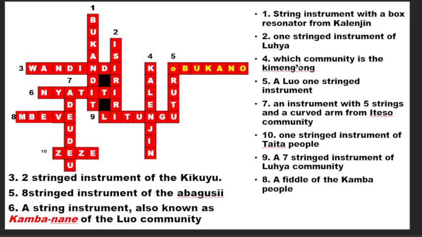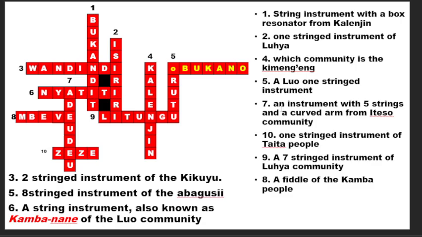Number 4, which community is the Kimengenge? That's the Kalenjin. Then number 5: the Luo one-string instrument is called Orutu, from the Luo. Number 6: the string instrument also known as Kamba Nane is called Nyatiti. Kamba Nane of the Luo community is called Nyatiti.